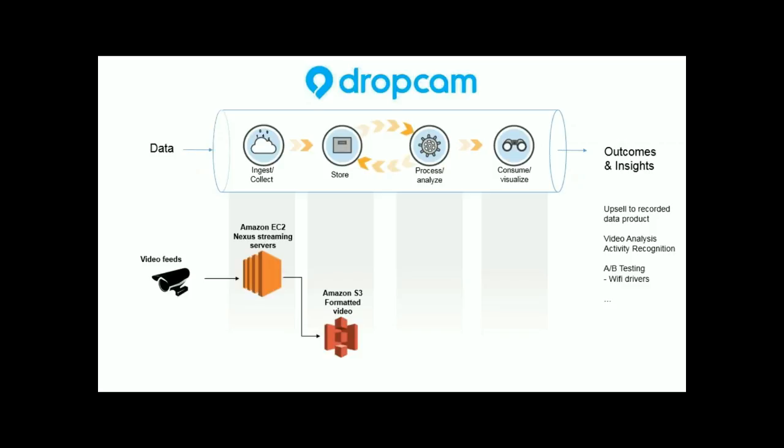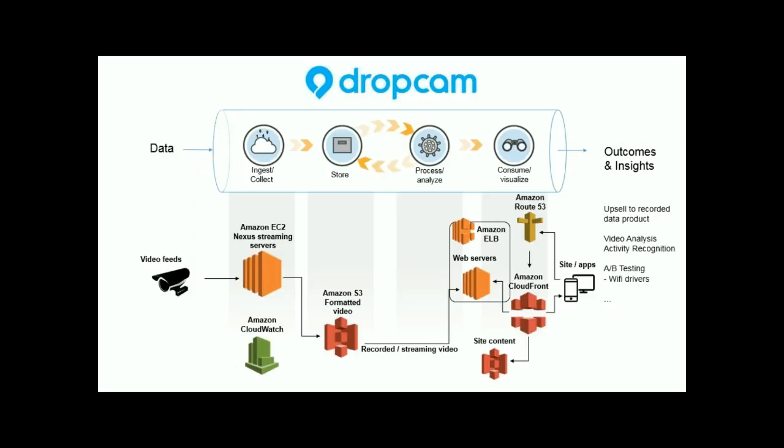That formatted video is then stored into S3, and then a set of web services is ready for the real-time streaming video. As they're going to serve that back out to the customers, they then are able to push that, serve it through the web servers out across the internet. The serving layer on top of that is similar to what we saw before.